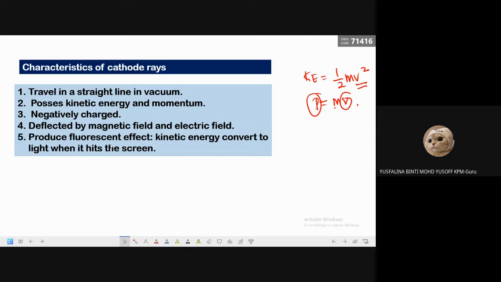Then they produce the fluorescent effect. That means the kinetic energy converts to light when it hits the screen. There is a conversion of energy that I already explained: from electric energy to heat energy, then to kinetic energy, then it transforms to light energy. So you must know the transformation of energy starting from the electric energy.